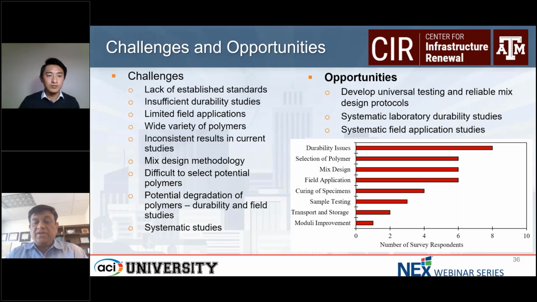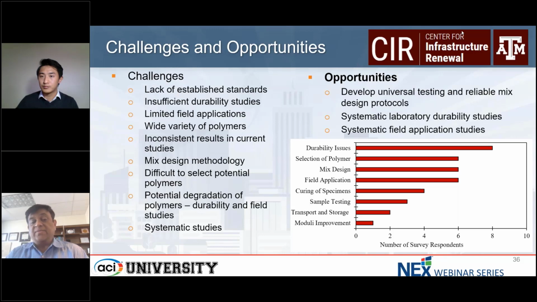So one of the things we did as a part of our project is we did a nationwide survey. In fact, I should say an international survey. We wanted to see what challenges they face when they're using polymeric stabilization. So these are some of the things that were mentioned. I'm not going to go over every one of them, but there are some of them that you also raised in the survey. Lack of standards, maybe insufficient durability studies.